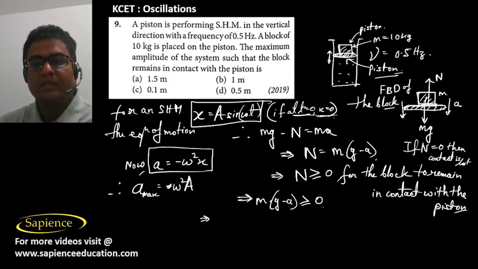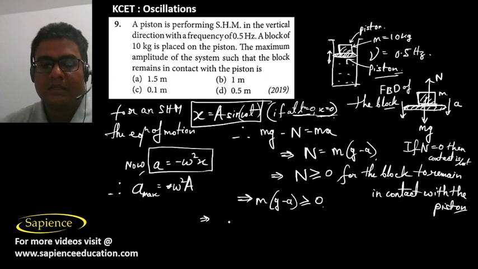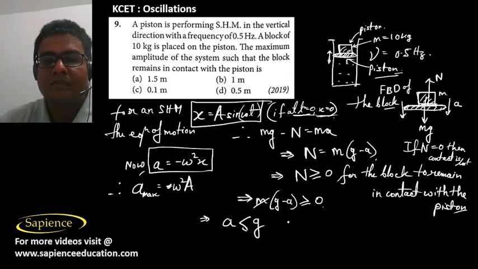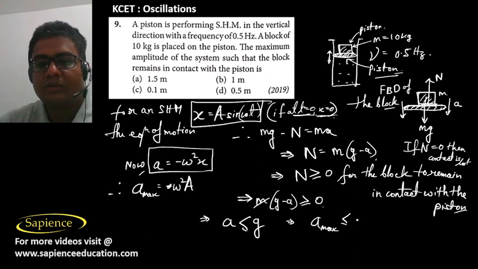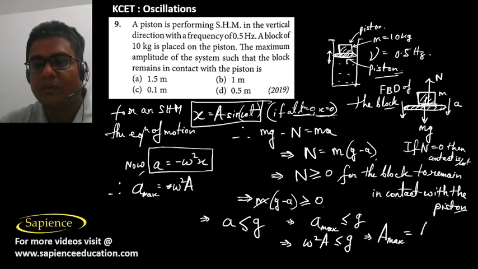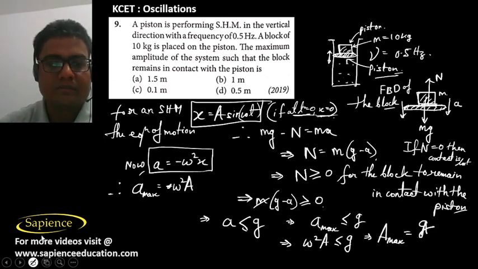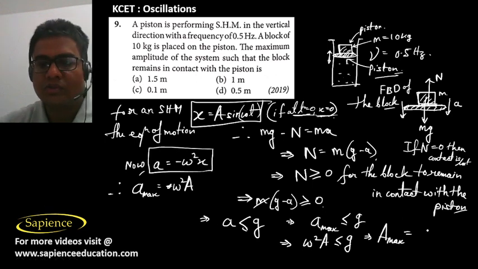So now here it means we should write that ma should be less than or equal to mg, m will cancel, so a should be less than or equal to g. So the maximum acceleration should also be less than or equal to g. It means omega square A should be less than or equal to g. So the maximum amplitude A should be equal to g by omega square.